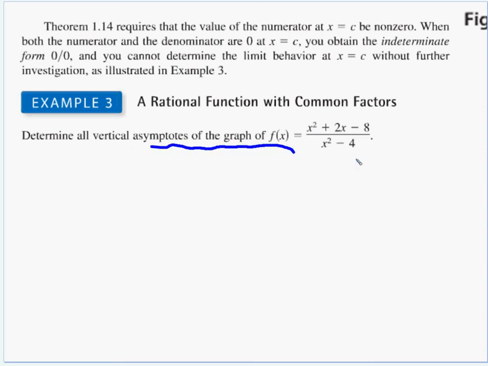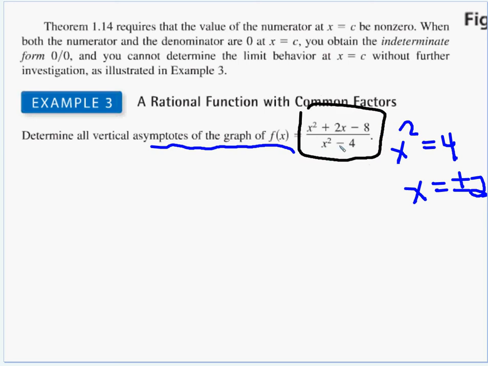So if we look at our denominator, we can set that denominator equal to 0, and we'd get x squared equals 4. If you square root, you'll get x equals plus or minus 2. So you might think that we have two vertical asymptotes, two numbers that will zero out our denominator. But remember, to have a vertical asymptote, the numerator must also be non-zero at that same point. So let's investigate this function here.